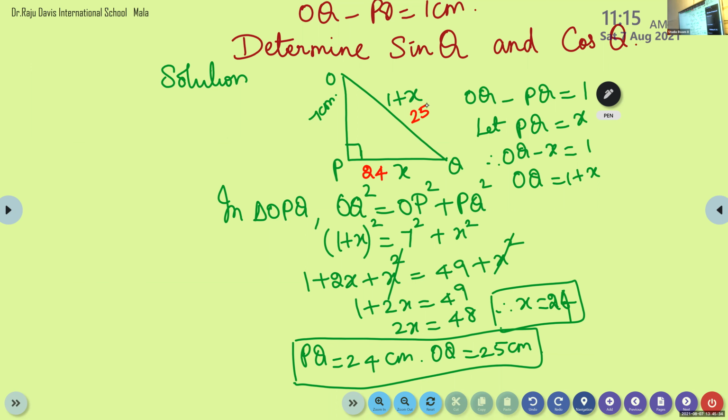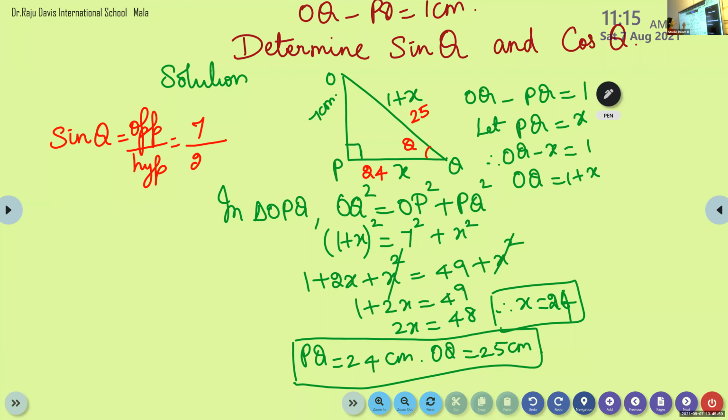Now look at the question. What is asked in the question? We are asked to find sin Q and cos Q. So what will be sin Q? By definition, sin Q is opposite side by hypotenuse. So which is the opposite side here? 7.